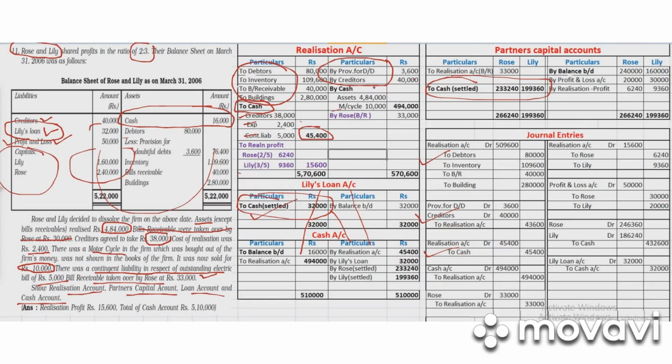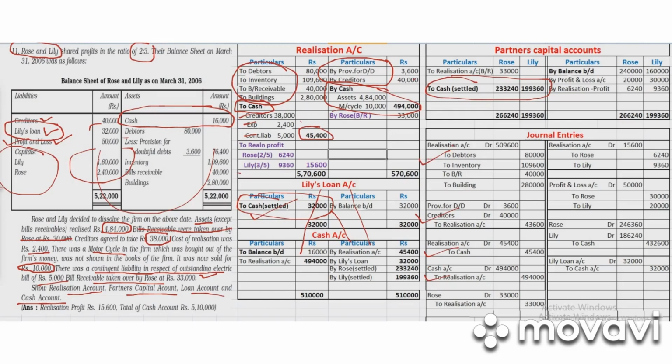Now the next journal entry you can see is right here. This is the entry. So this is cash account to realization account, just the opposite. That is the journal entry you can see, 4,94,000, which is money received. So here you just remember the basic principle, like debtors, when we are closing the assets.